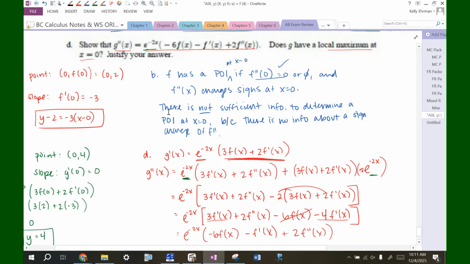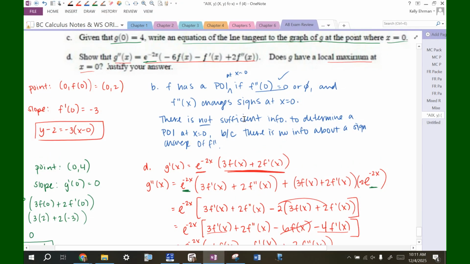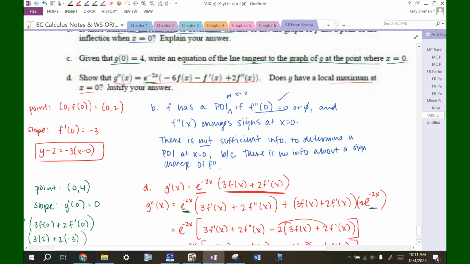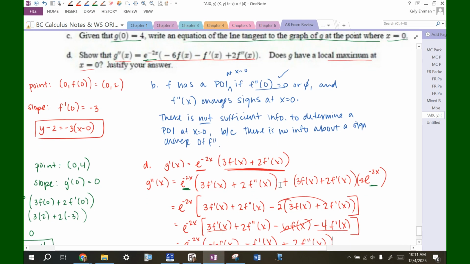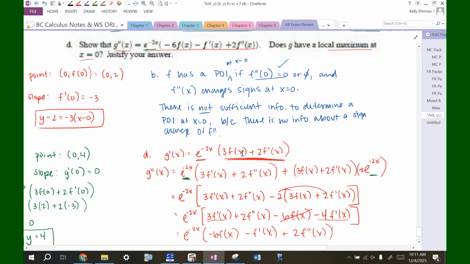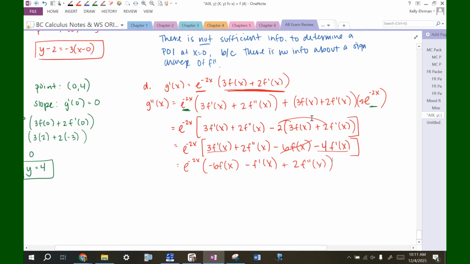Done. Does g have a local maximum at 0? Now, you could put numbers in on either side thinking about first derivative test, except we don't have any information about g. Like, we don't know if it would be positive or negative on either side if we're plugging in something to the left of 0 and something to the right. So this is the second derivative test that we're trying to use.